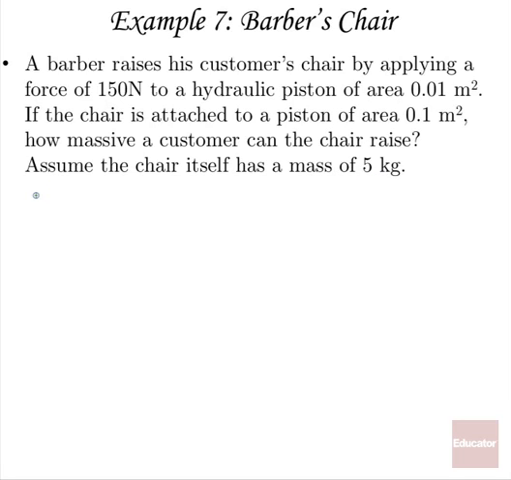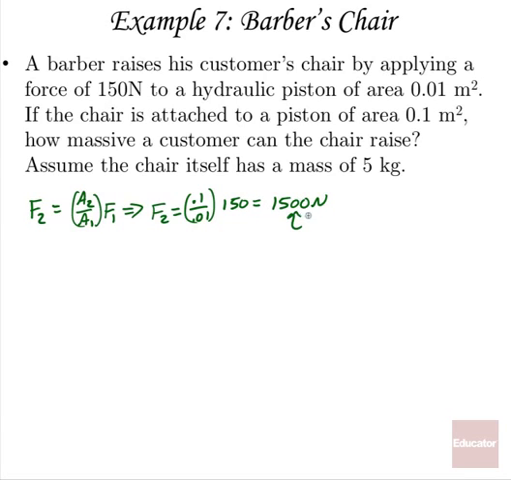Well, to solve this problem, let's first determine the force applied to the larger piston. We know F2 must be equal to the ratio of the areas A2 over A1 times F1. Therefore, F2 will equal 0.1 (A2) divided by 0.01 (A1). That's going to be 10 times F1, 150 newtons, or 1,500 newtons. This is the largest applied force you can have.